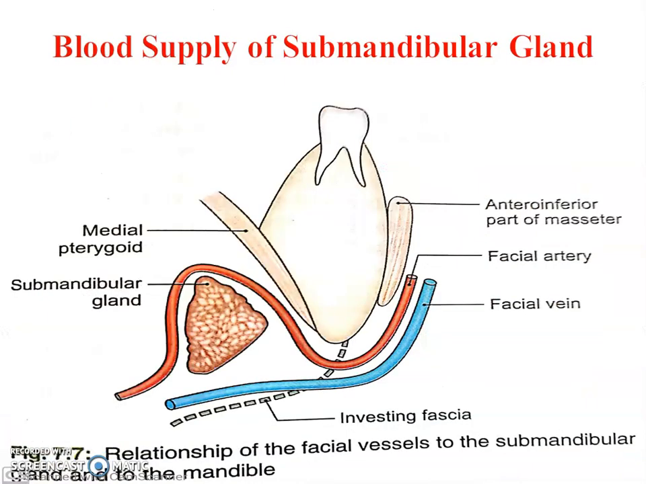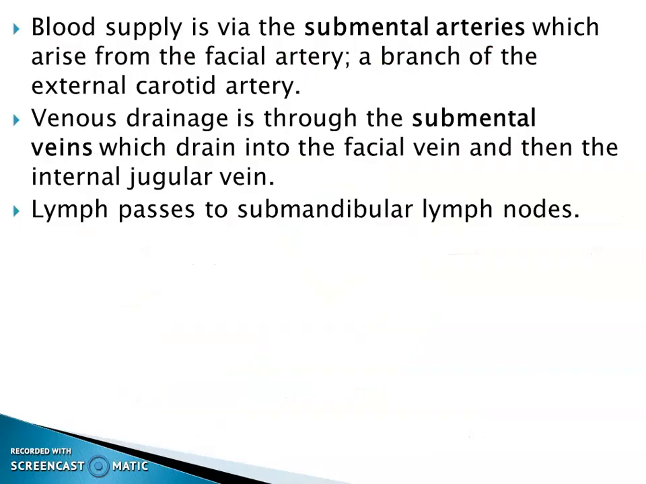Then we have the blood supply of the submandibular gland. Blood supply to the submandibular gland is through the submental arteries, which are branches of the facial artery, which is a branch of the external carotid artery. Venous drainage is through the submental veins, which drain into the facial vein and then to the internal jugular vein. Lymph passes to the submandibular lymph nodes.